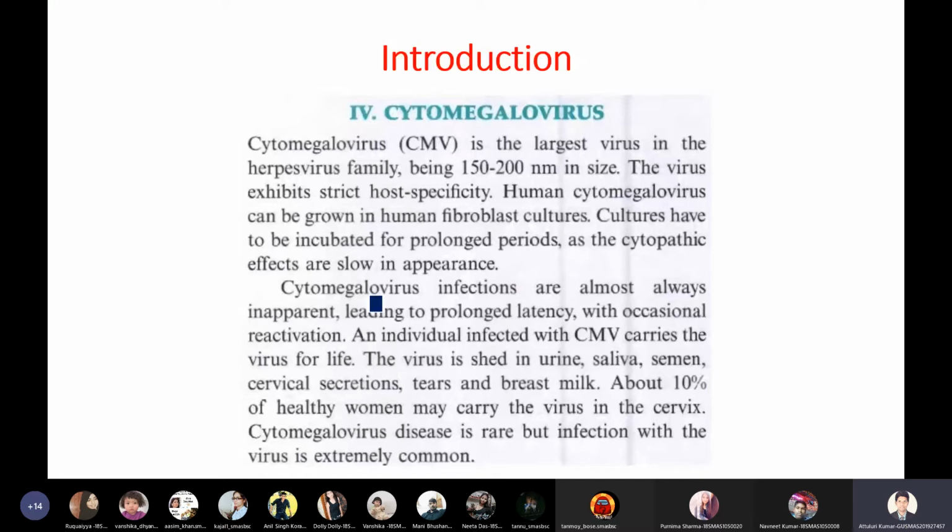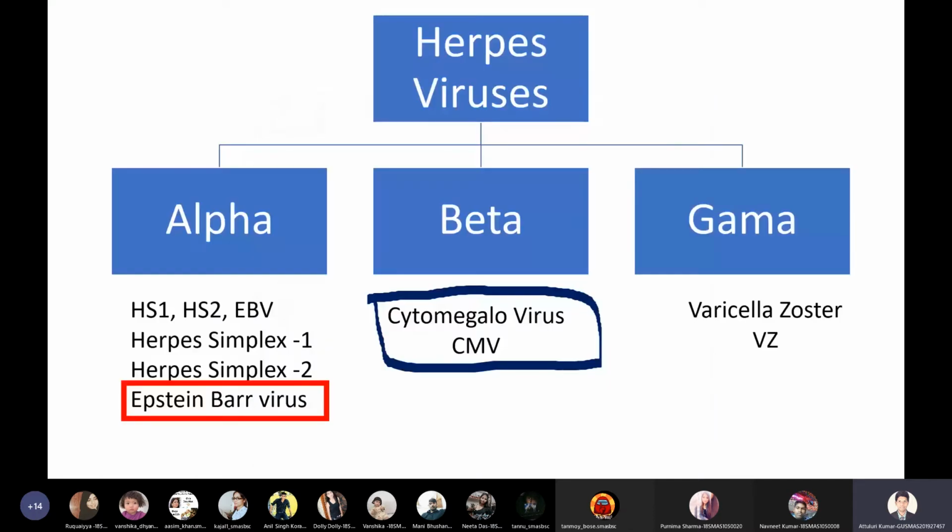Usually we won't see this disease, but the infection is very common. Infection means everyone will get exposed to cytomegalovirus now and then. So our cytomegalovirus belongs to the beta genus of the herpesviridae family.